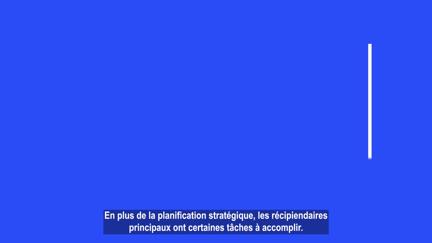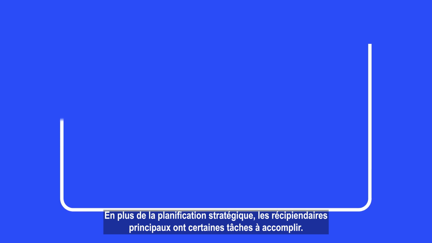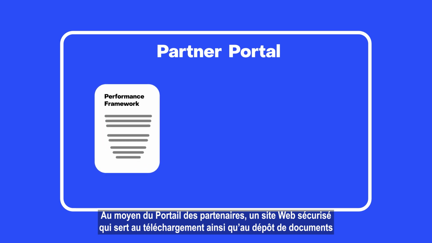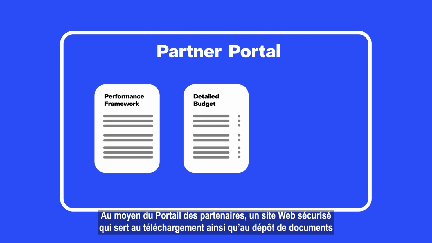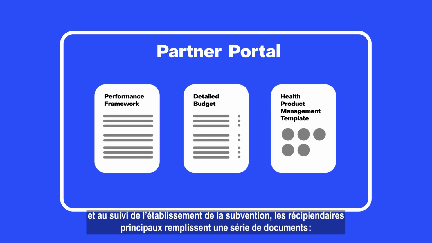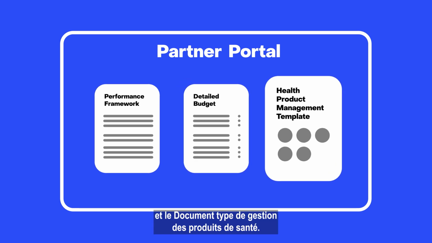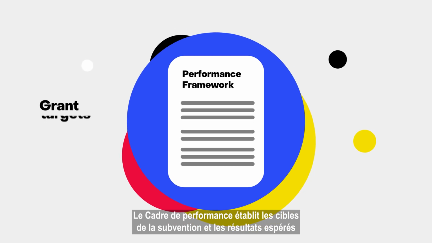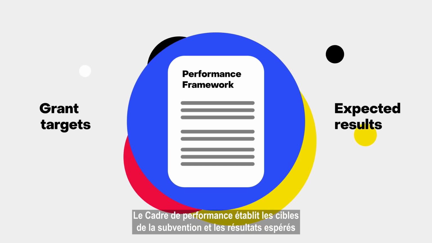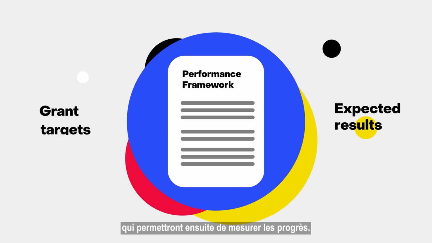Along with strategic thinking, PRs are required to undertake certain practical activities. Using the Partner Portal, which is an online secure site for downloading and submitting documents and tracking the progress of grant making, a PR completes a set of documents, including the performance framework, the detailed budget, and the health product management template. The performance framework sets out the grant targets and expected results to later measure grant progress.